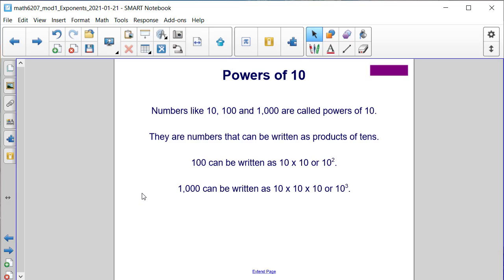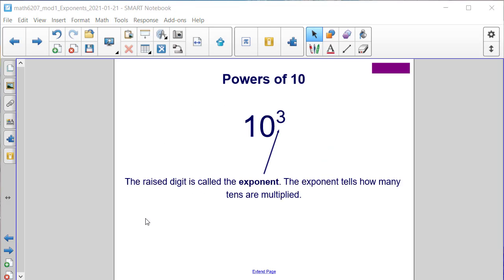Numbers such as 10, 100, and 1000 are called powers of 10. They are numbers that can be written as products of tens. For example, 100 can be written as 10 times 10, or 10 to the second power, or 10 squared. 1000 can be written as 10 times 10 times 10, or 10 to the third. It's also said as 10 cubed.